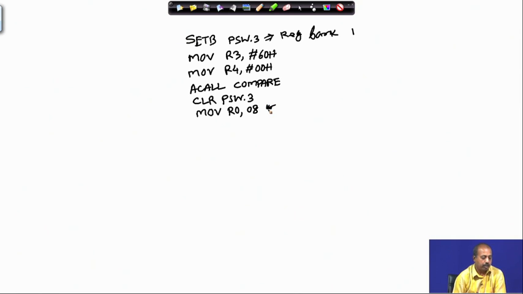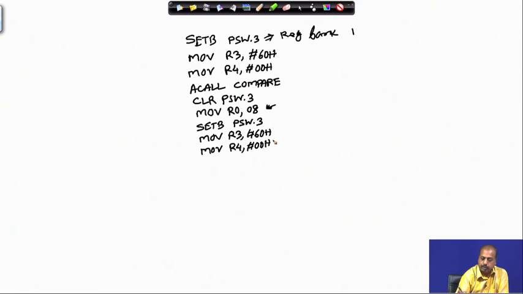After this, I have to compute the length of the string. So, again I do the same thing. First of all, I change the register bank to 1, so SETB PSW.3. Now we again set the R3 and R4 registers to contain the start address of the two strings, R4 00 hex and R3 60 hex, and then we call a subroutine, ACALL length.